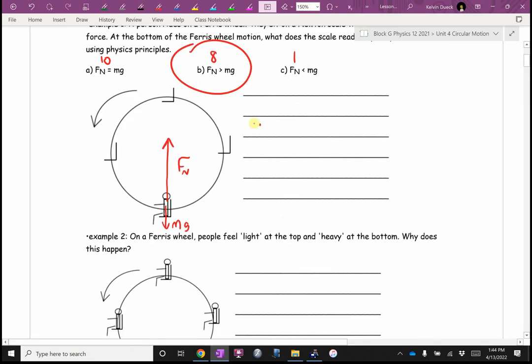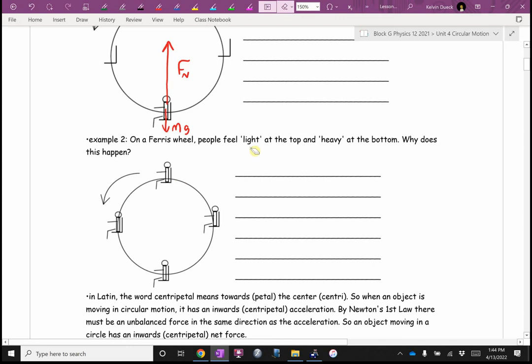Oh, that's a great question. On a Ferris wheel, people feel light at the top and heavy at the bottom. Why does this happen? Well, we've already done heavy at the bottom. We've proved that just with a good free body diagram. What about at the top? This is a job for a free body diagram.